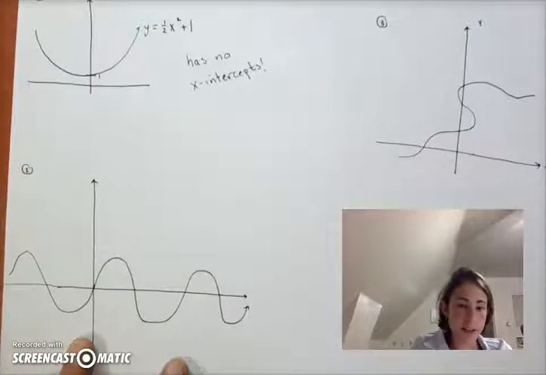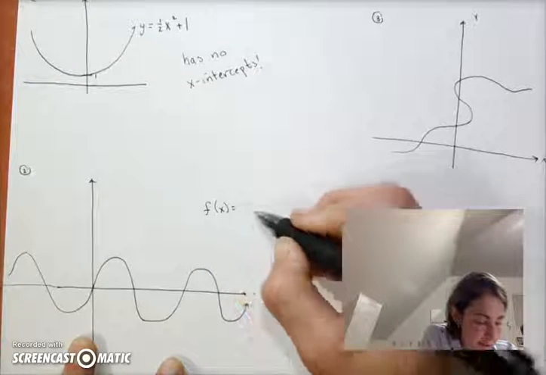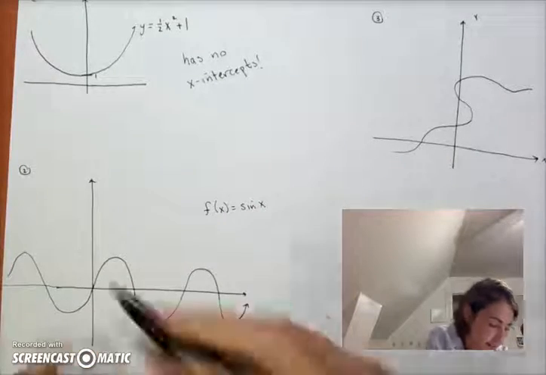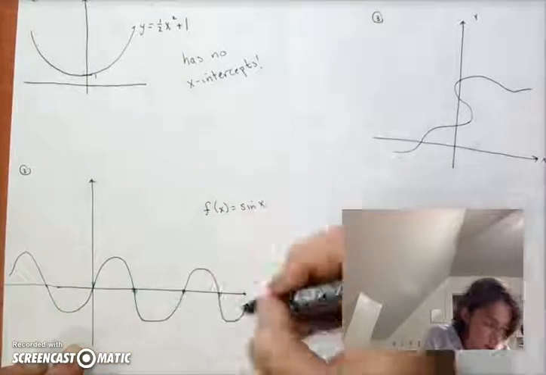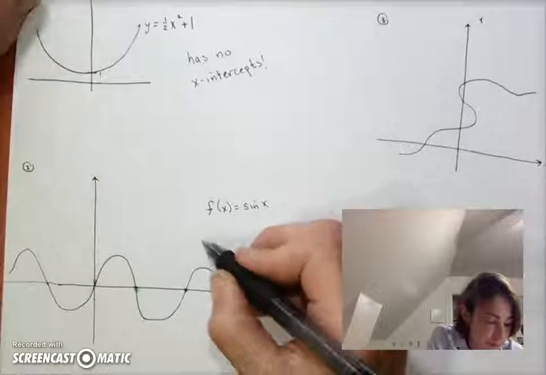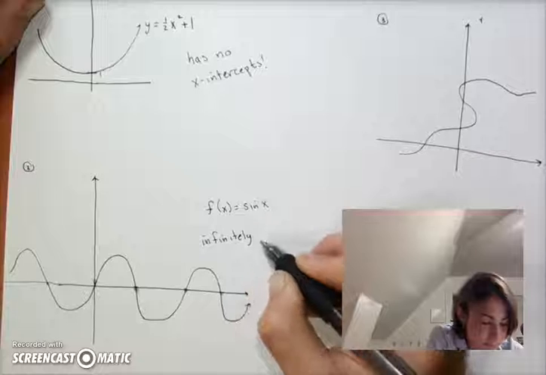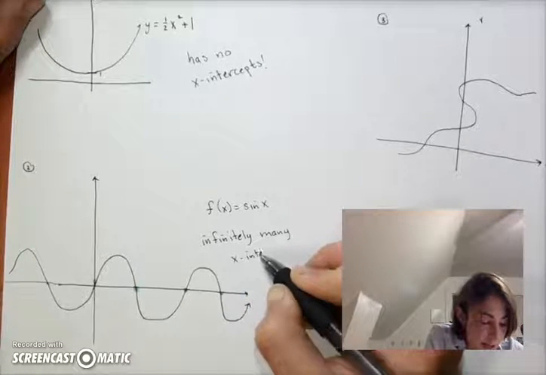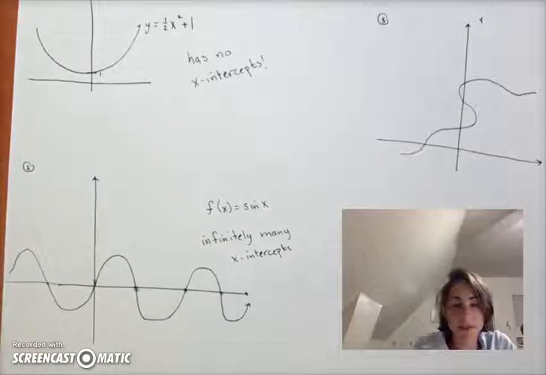If I look at this function, which we'll study a lot in the second semester, this is f of x equals sine of x. This one has lots of x-intercepts, here, here, here, here, here, and they keep on going. So this is another strange example because it has infinitely many x-intercepts. So you can have 1, 2, none, 5, a million x-intercepts.